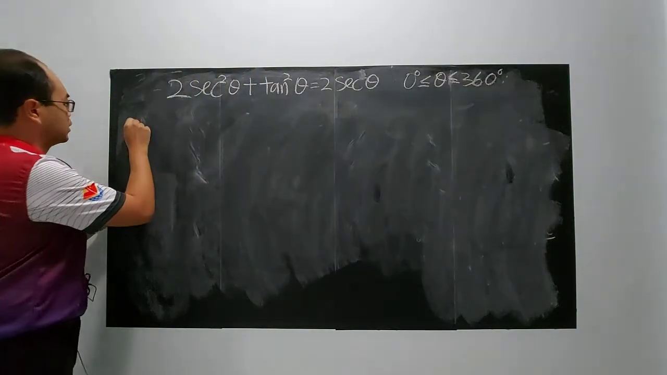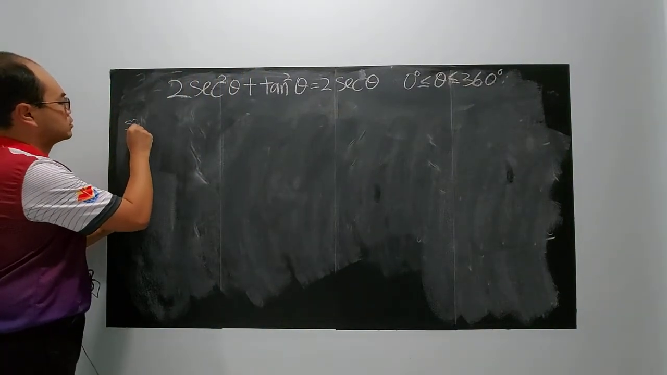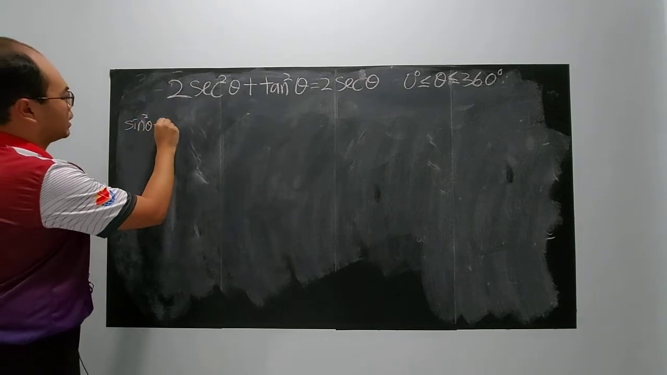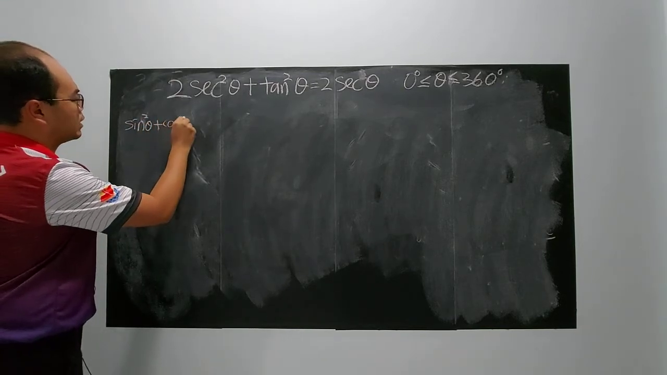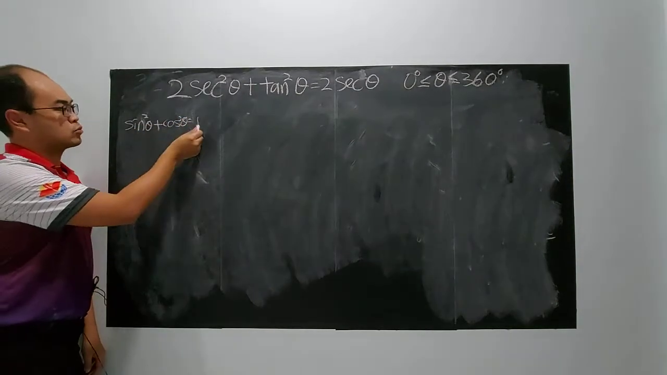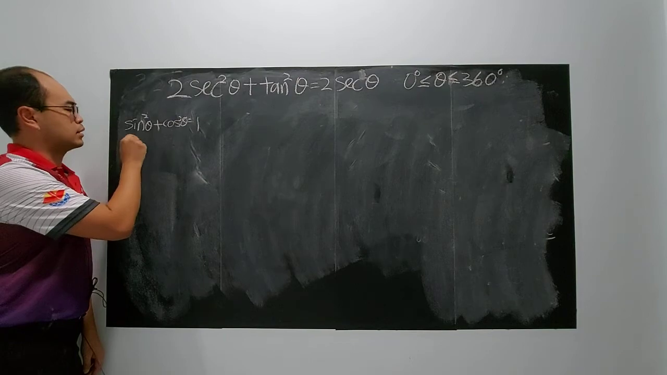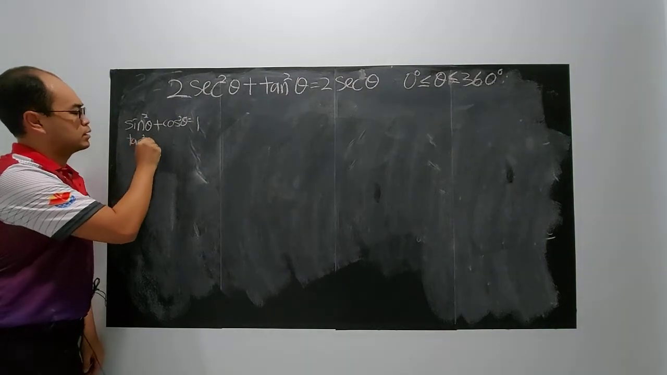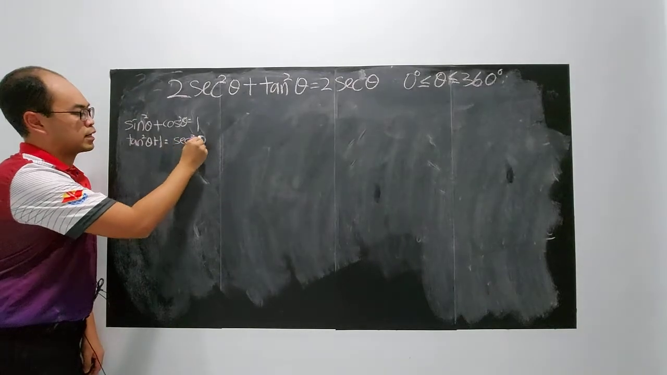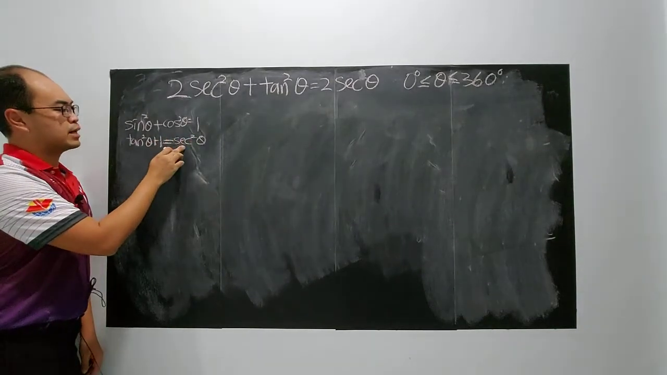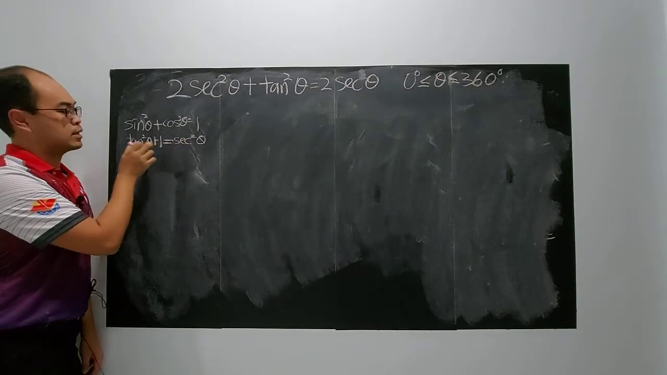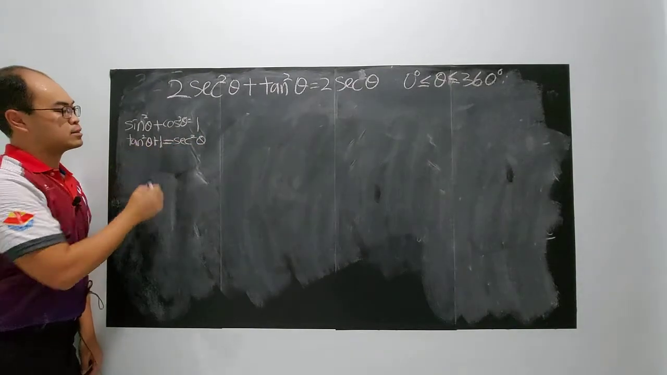The trigonometric identity. The Pythagorean identity, sine square theta plus cos square theta equals 1, is the most famous one. Another one is tangent square theta plus 1 equals secant square theta. Can you see that there is a relationship between secant square and tangent square, where secant square theta is the same as tangent square theta plus 1?